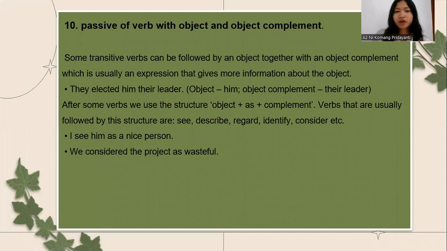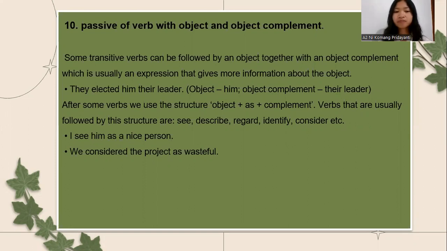Okay, and then passive of verbs with object and object complement. Some transitive verbs can be followed by an object together with an object complement, which is usually an expression that gives more information about the object. For example, they elected him their leader.